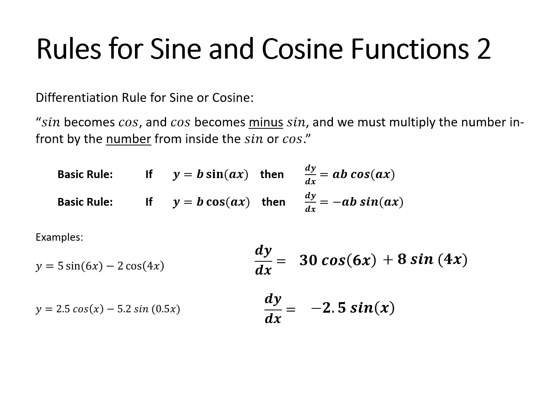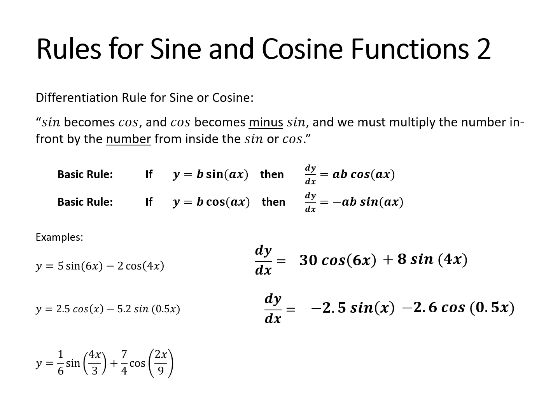If you look at the second term, sine becomes cos, so that's going to become cos 0.5x. But we also need to multiply the 0.5 times the minus 5.2, which is minus 2.6. So it's minus 2.6 cos 0.5x.